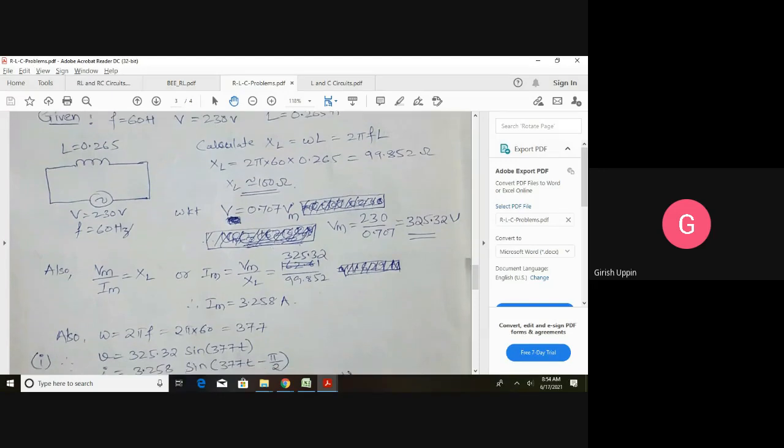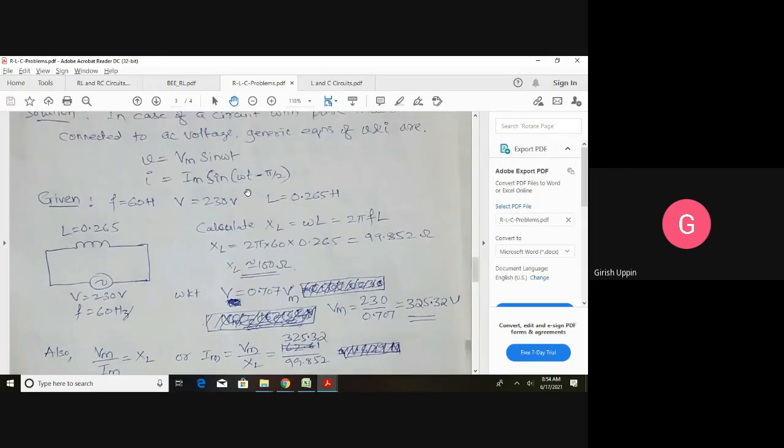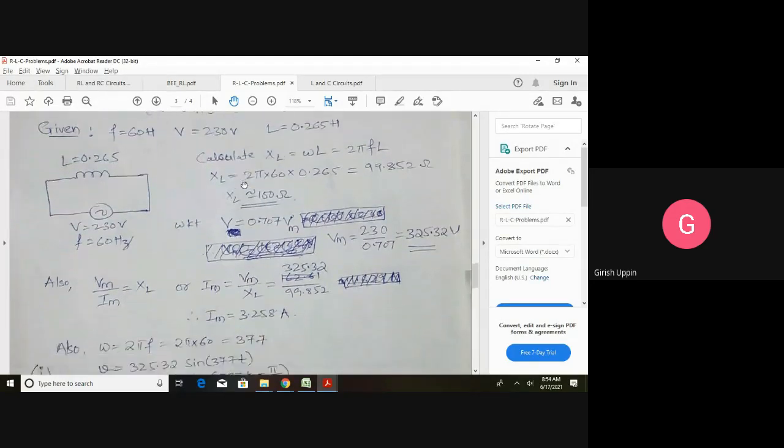Now in the above equation, similar to the previous one, we have to find Vm and Im, and we have to find omega. How to find Vm? We know the relation between the RMS value and the peak value: V is equal to 0.707 Vm. Therefore, Vm is equal to V divided by 0.707, that is 230 divided by 0.707. We get 325.32 volt. That is the peak value, the maximum value Vm.